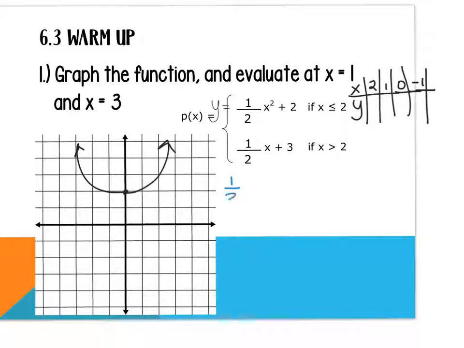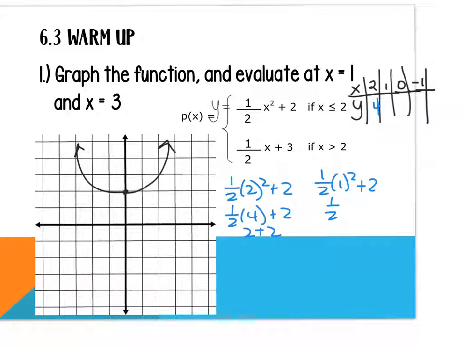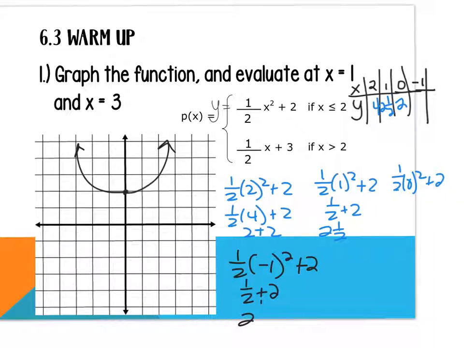I plug in 1/2 times 2 squared plus 2, 1/2 of 4 plus 2, which is 2 plus 2, I get 4. If I plug in 1, 1/2 times 1 squared plus 2, 1/2 plus 2, 2.5. If I plug in 0, I get 2. If I plug in -1, I get 2.5.